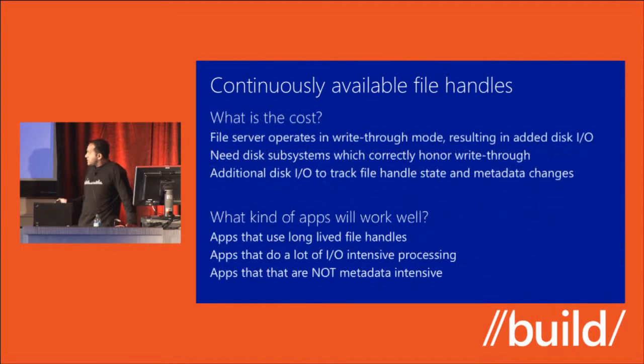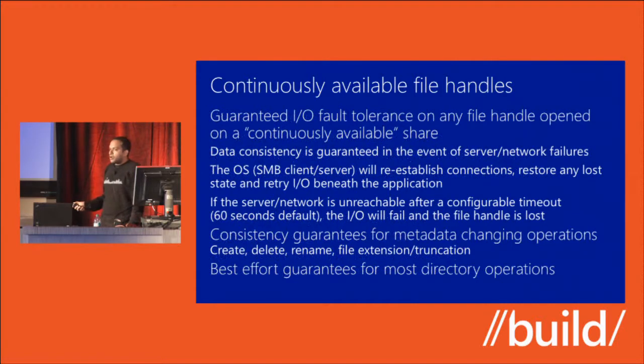Now, if the server doesn't come back, or no path to the server is available for a while, then we start failing I/O, because you don't want your I/Os to get stuck indefinitely. So we use the default 60-second timeout, which has been traditionally the default SMB timeout. So we will try up to 60 seconds, and this is configurable again, to see whether the server is available or the network is available, and then if it isn't, we will fail the I/O and the file handle is actually lost. And once the handle is lost, the application will see an error.